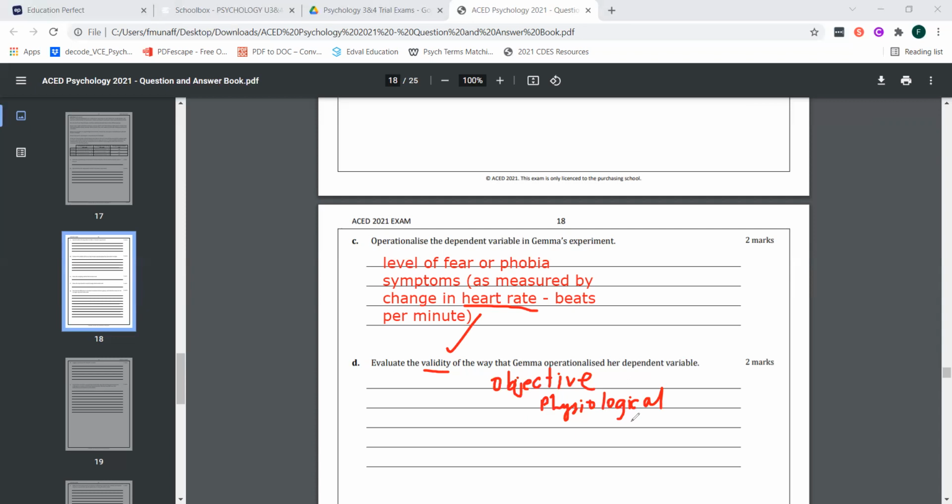You can also talk about this idea that some people's heart rate doesn't really go up. For example, if you're experiencing a freeze response when you encounter a stressor, your freeze response will actually lead to a lower heart rate, okay, and a drop in blood pressure because you're in shock. So that could be a disadvantage, or that could be a criticism of her using the heart rate as a way of measuring fear. Okay, so evaluate means you either talk about the strengths or weaknesses. So whichever one you do, as long as you mention one point and describe how heart rate is a good measure of fear or how heart rate is not a good measure of fear, you should be able to get the 2 marks there.